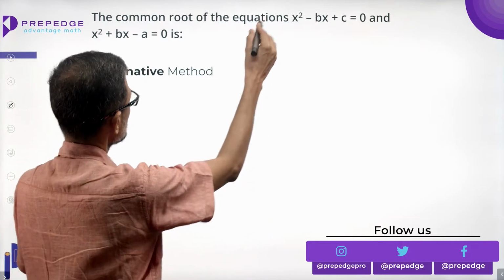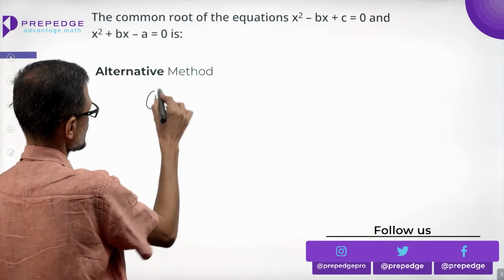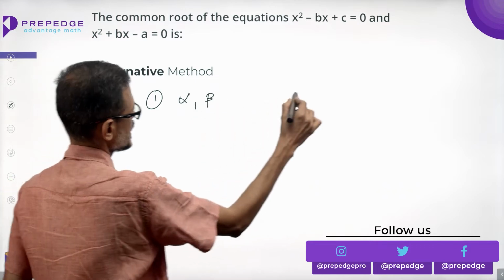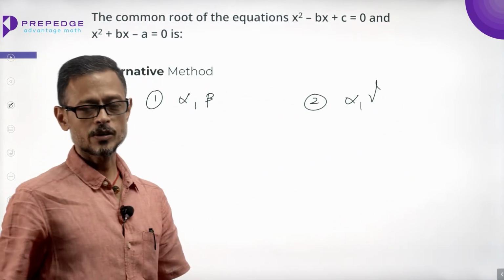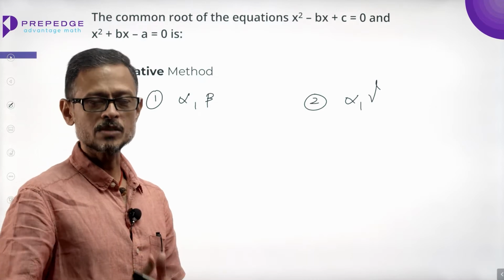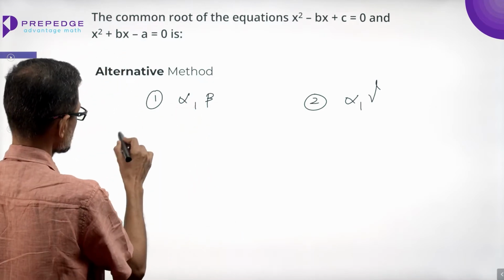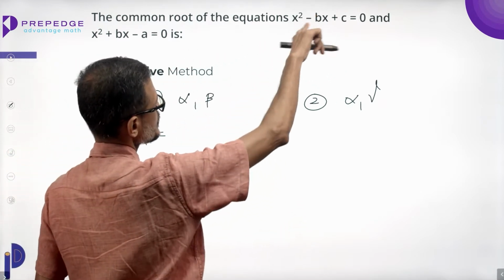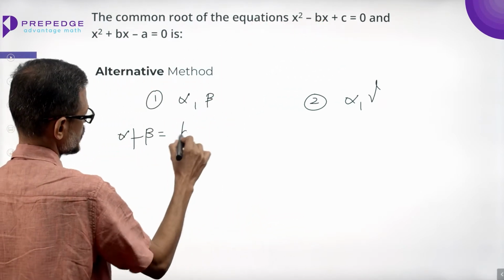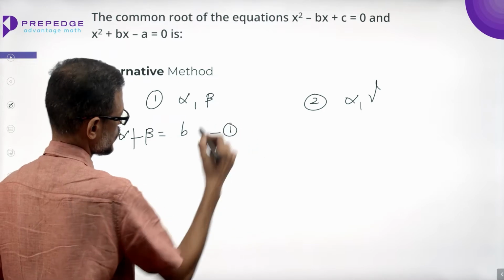Alternative methodல the first equationக்கு we'll say the roots are alpha and beta. Second equationக்கு let's say the roots are alpha and gamma. Alpha is the common root for both of these. So sum and product வச்சு பண்ண முடியுமான்னு பார்க்கலாம். Sum of the roots first caseல என்ன? Alpha plus beta is equal to minus b by a, which is going to be minus of minus b divided by 1, which is equal to b. We'll call this equation 1.